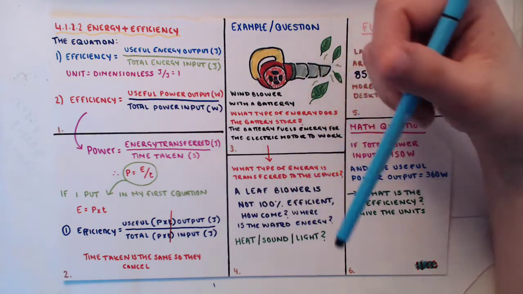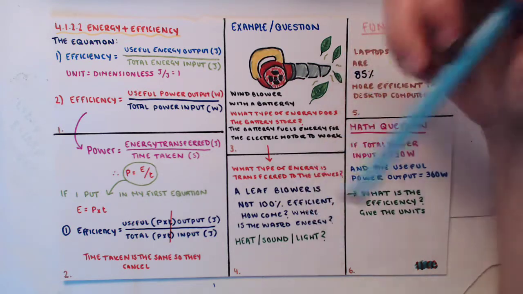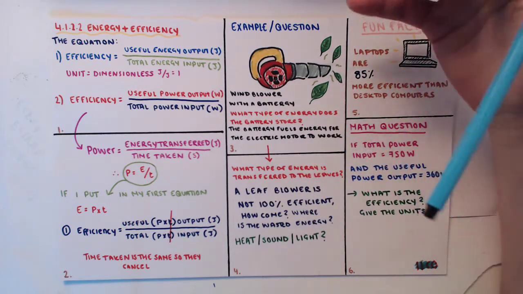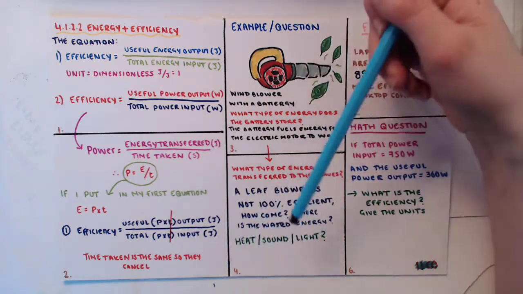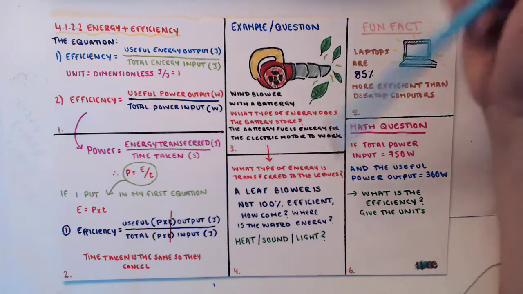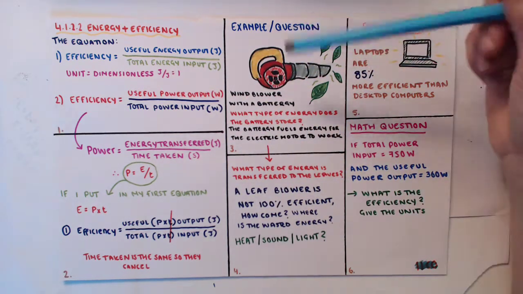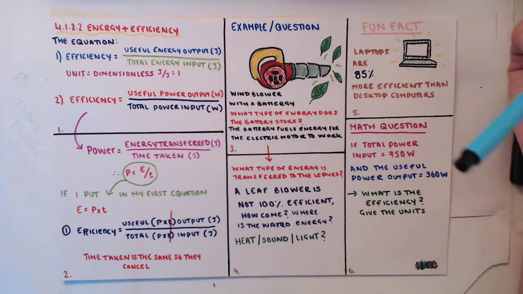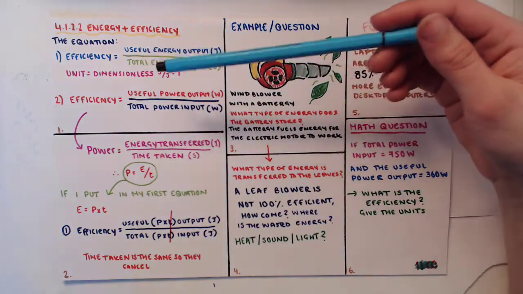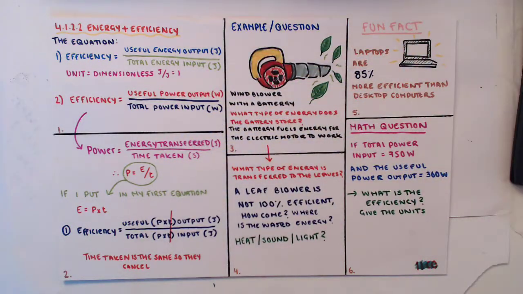A leaf blower is not 100% efficient because energy is wasted. Energy is wasted to a thermal store, so energy is wasted by heat. And that is a typical exam style question. It will ask you what is stored, why it's not efficient, and then you may build up the question to use these equations.